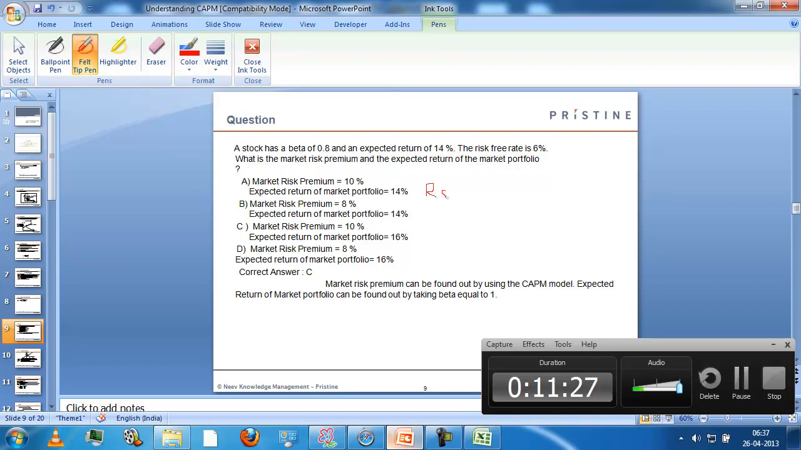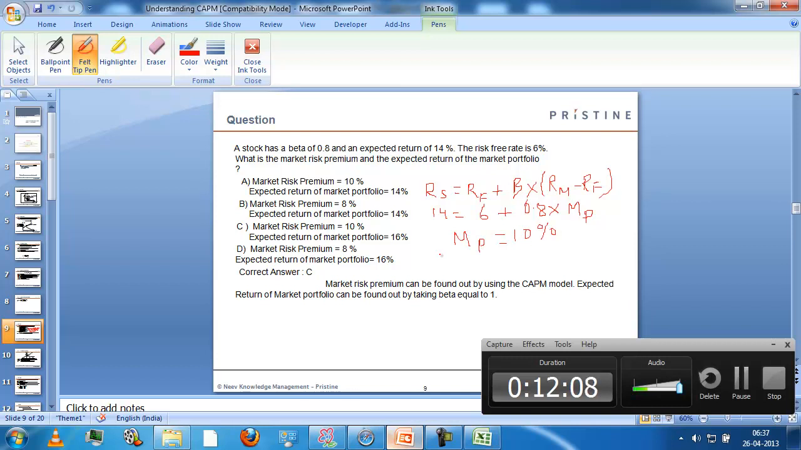the return of the stock is equal to the risk-free rate plus beta into market risk premium, which is the difference between the return of the market and the risk-free rate. So the return of the stock is given as 14%, the risk-free rate is 6%, beta is 0.8. Market risk premium we have to calculate, let me denote it by a single term, that is MP. So substituting these values, we'll get market risk premium as 10%.